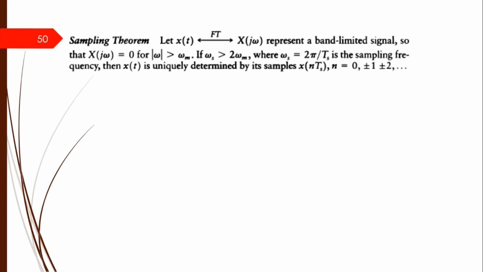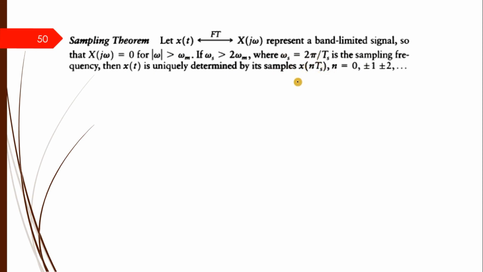Sampling theorem, very important. Please listen carefully, very important. Sampling theorem: x of t and its Fourier transform pair are given here. Let x of t represent a band limited signal, so that X of j omega is equal to 0 for omega greater than omega m. If omega s is greater than 2 omega m, where omega s is 2 pi by Ts, the sampling frequency, then x of t is uniquely determined by its samples x of nTs.